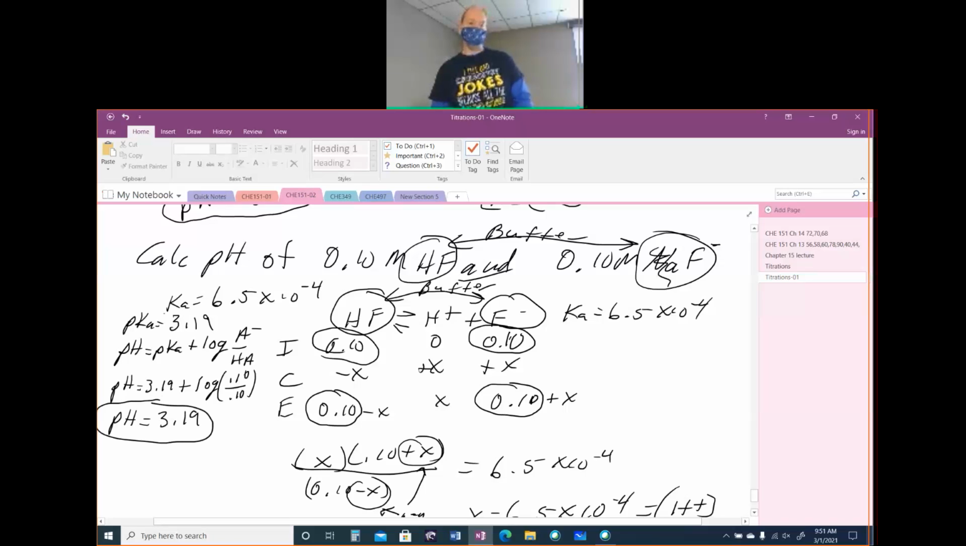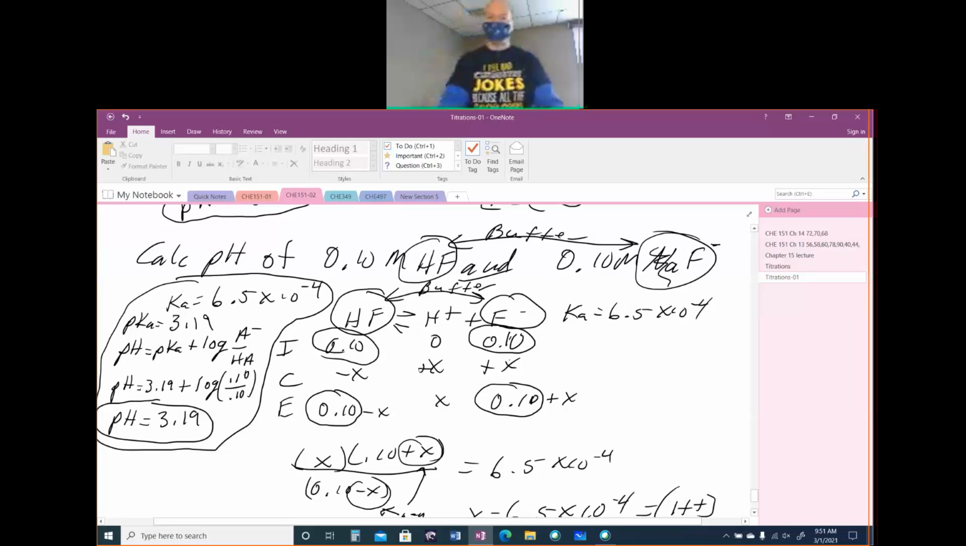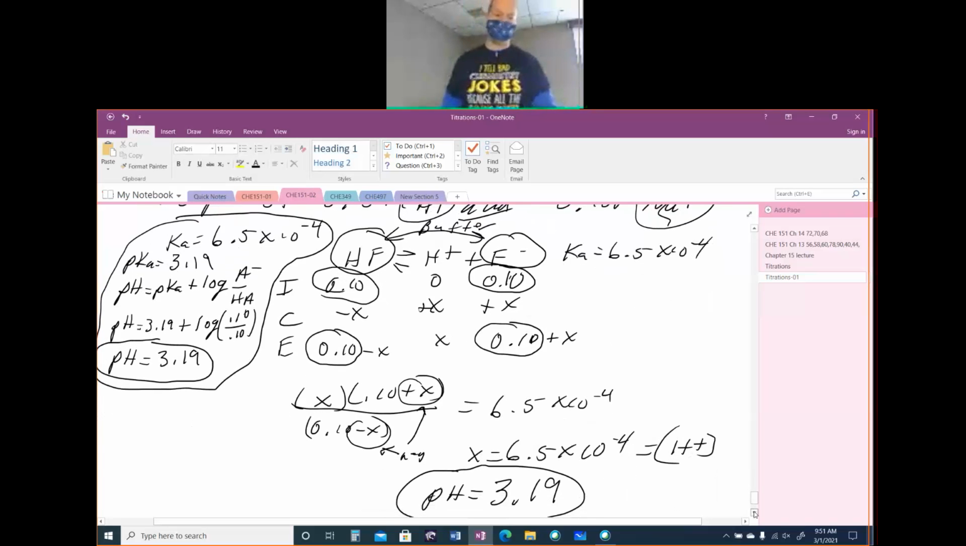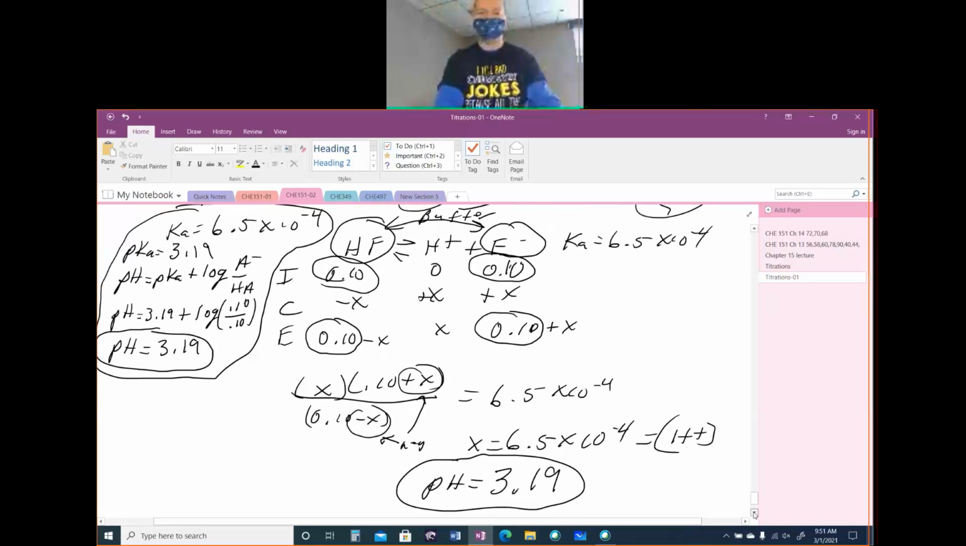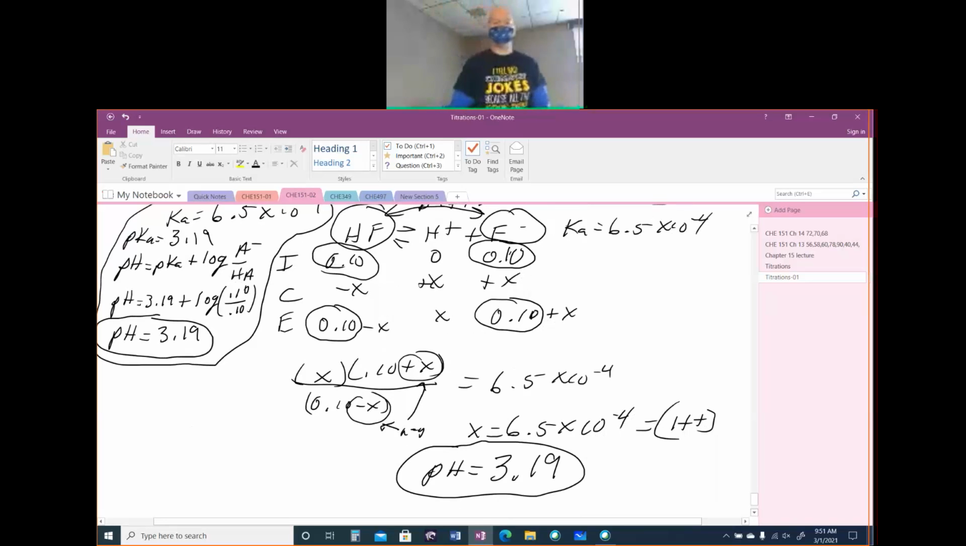All right, so if you recognize it as a buffer, you do this. If you don't recognize it as a buffer, then you can go through the whole equilibrium. And again, your final answer is the exact same thing of 3.19. It's just a lot less work if you recognize it as a buffer, put it in the Henderson-Hasselbalch, and the answer just comes out. Again, it is the same math. It's just more work to do it the other way. It doesn't make any difference. If it says show your work, you're doing Henderson-Hasselbalch, great. Show work, you show it this way, that is great as well.